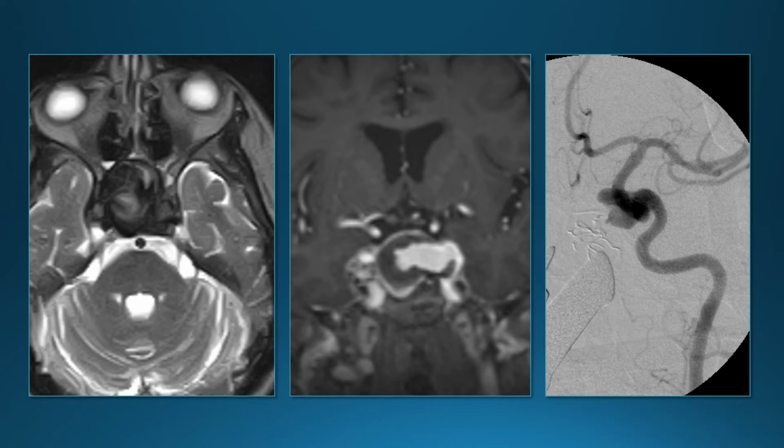Another patient with an aneurysm, mixed signal on T2, some dark, some light because it has some flow and maybe some thrombus in it. Post-contrast, you can see this one partly fills with contrast, so it can easily be confused with an adenoma. Here's the angiogram showing this lobulated cavernous aneurysm.